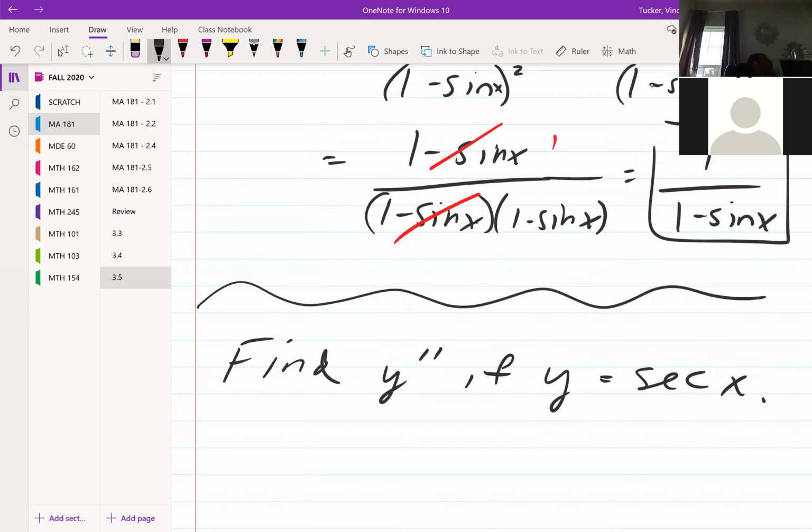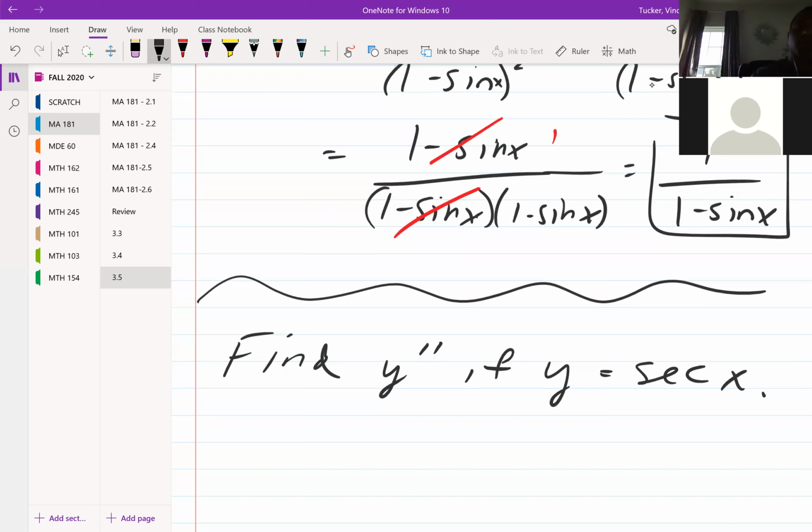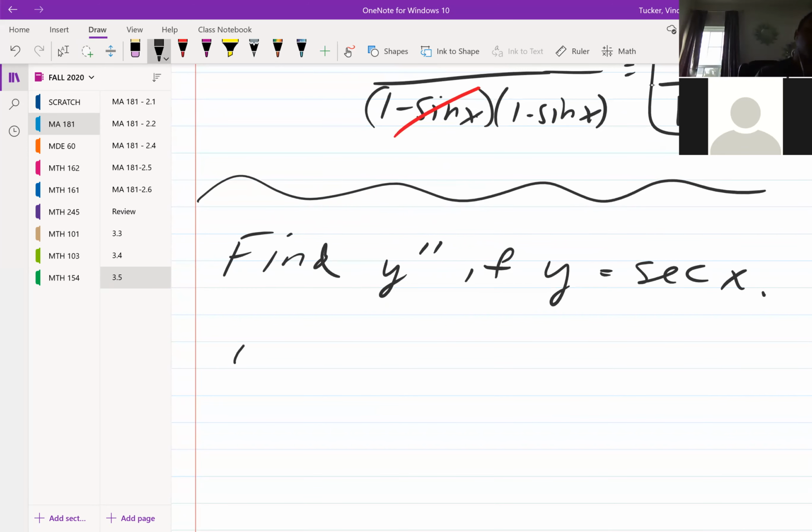So find y double prime, or in other words, the second derivative of y, if y is equal to secant x. All right, so derivative of secant is secant x tan x. That goes back to the relationships that I gave you originally.